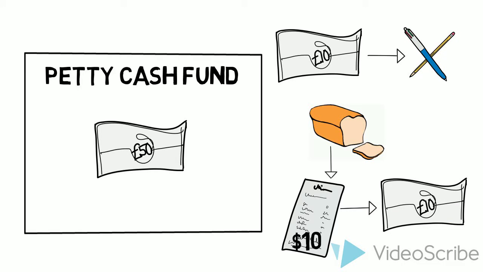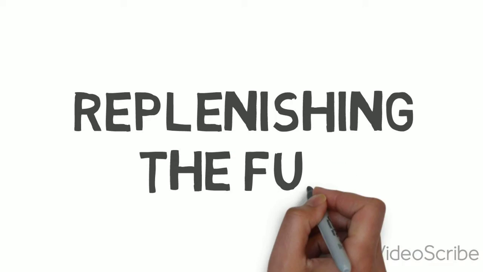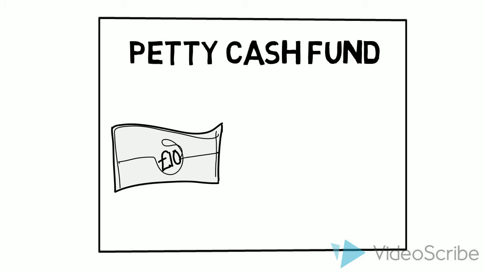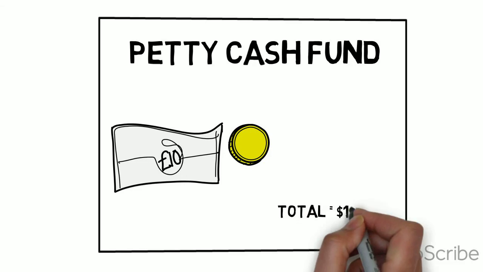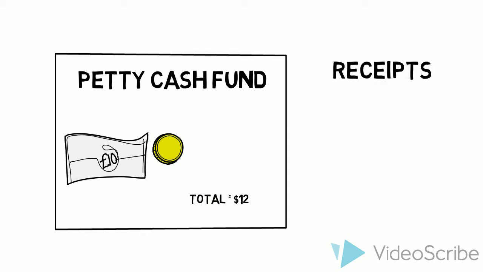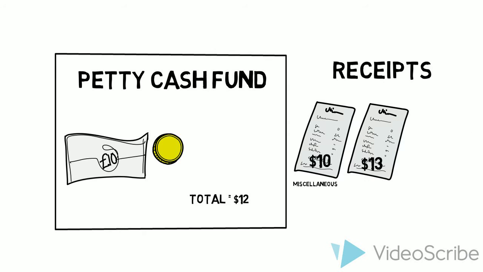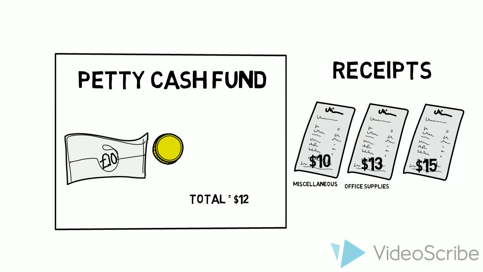However, as there are no journal entries, a transaction history must still be maintained, where receipts must be kept for every purchase. When the fund gets low, it must be replenished and brought back to the original amount. In order to do this, the remaining cash in the fund is counted. In this example, there is $12 remaining. The receipts of items bought using petty cash are also added together. In this case, miscellaneous, office supply, and food receipts total to $38 of expenses.